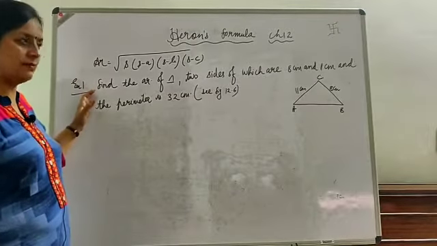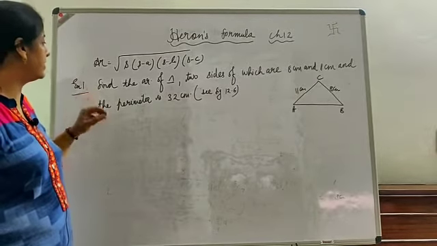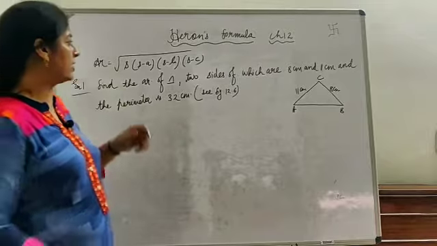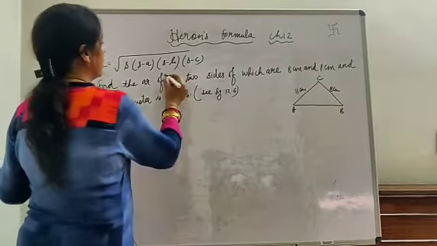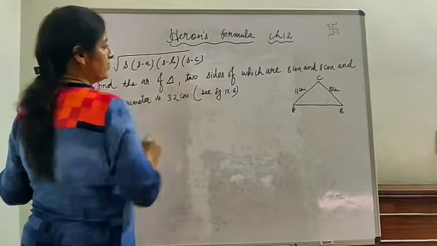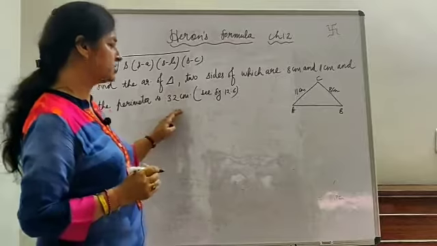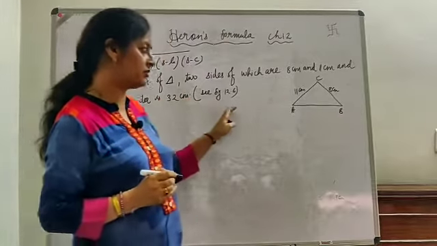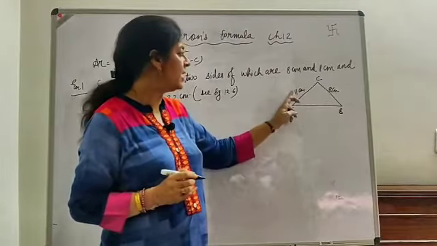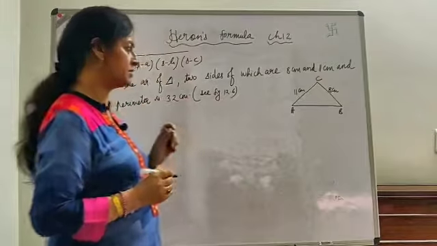Let's do example number 1, which is an easy and very important example. Find the area of a triangle, two sides of which are 8 centimeter and 11 centimeter, and the perimeter is given to you, 32 centimeter. See the figure. The figure is also given to you: 11 centimeter and 8 centimeter.